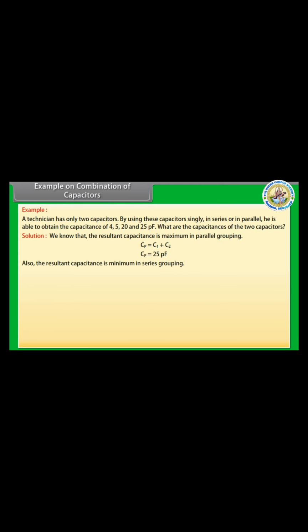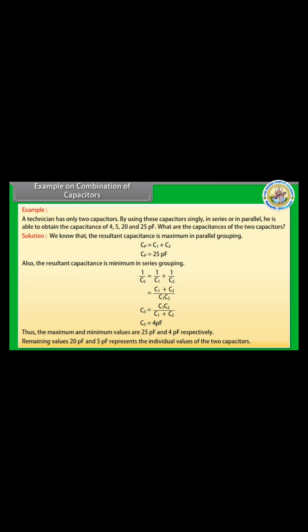Also, the resultant capacitance is minimum in series grouping. Reciprocal of Cs is equal to 1 upon C1 plus 1 upon C2, or Cs is equal to 4 picofarad. Thus, the maximum and minimum values are 25 picofarad and 4 picofarad respectively. Remaining values 20 picofarad and 5 picofarad represent the individual values of the two capacitors.